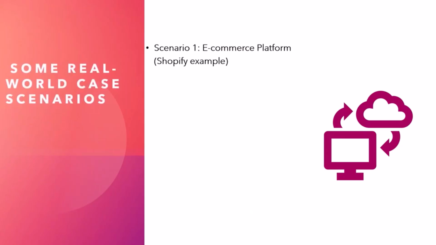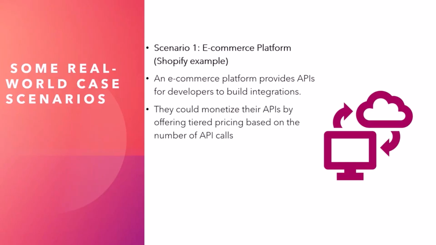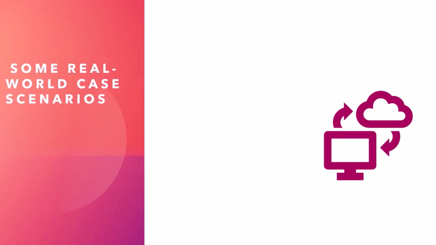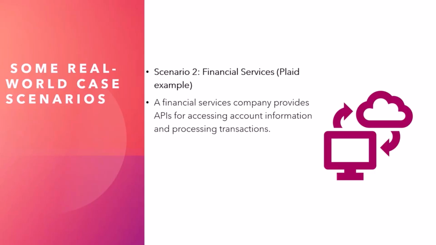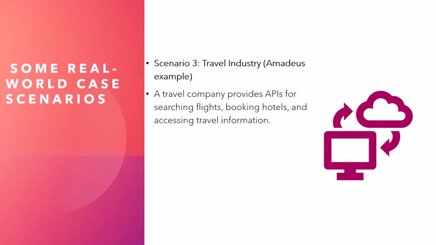And there are some real-world case scenarios. An e-commerce platform, the Shopify example, which provides APIs for developers to build integrations, and they could monetize their APIs by offering tiered pricing based on the number of API calls. The second scenario could be a financial services example, Plaid, which is a financial services company that provides APIs for accessing account information and processing transactions. And a travel industry example, Amadeus, which is a travel company that provides APIs for searching flights, booking hotels, and accessing travel information.